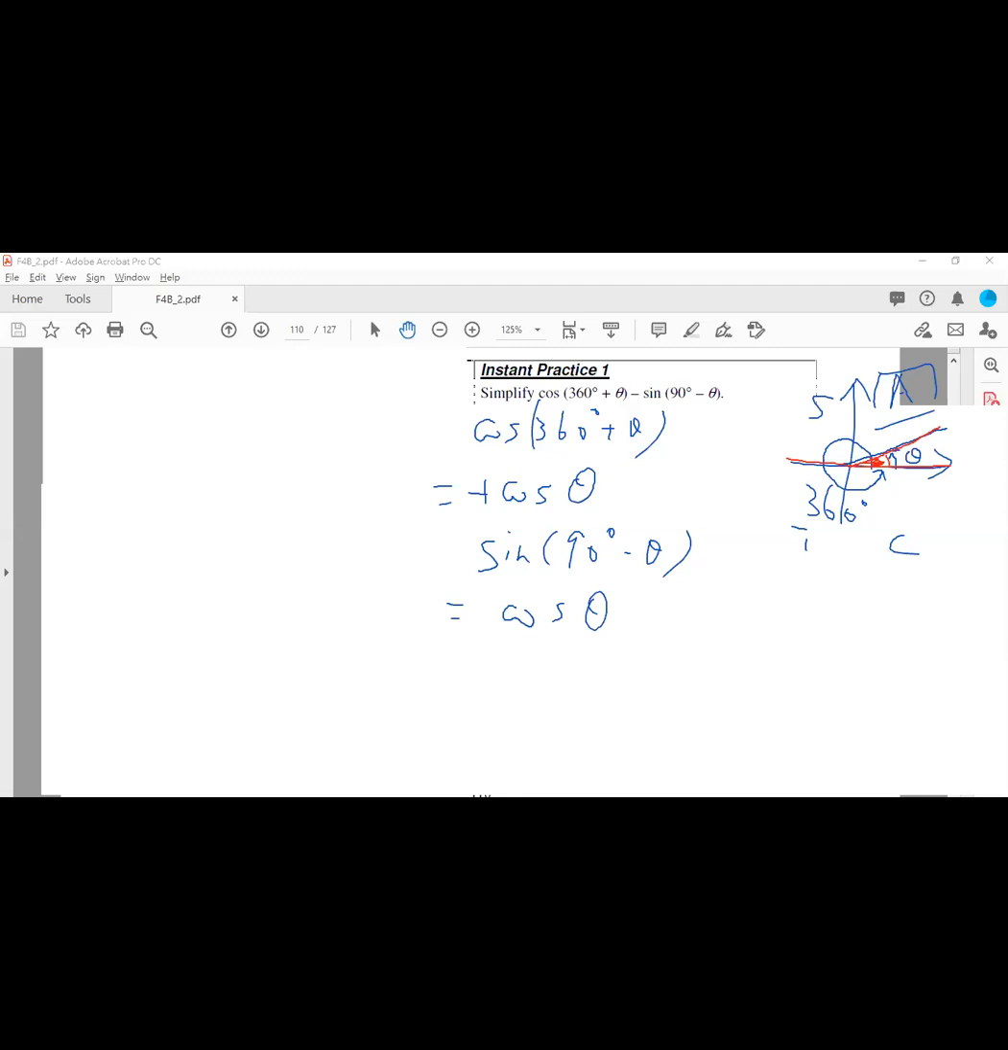Okay? So now we have simplified the cosine 360 degrees plus theta and sine 90 degrees minus theta separately. So let us put them back together. Okay? So cosine 360 degrees plus theta minus sine 90 degrees minus theta will be positive cosine theta minus cosine theta. And again, is A minus A. That is equal to 0.